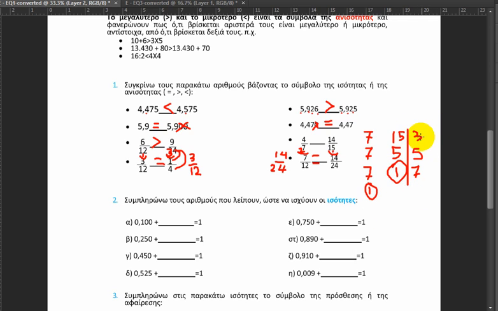To find the least common multiple, I multiply all of these with each other. So I need to do 3 times 5 times 7. And 3 times 5 times 7 makes how much? 3 times 5 makes 15. Times 7 would give me 105.